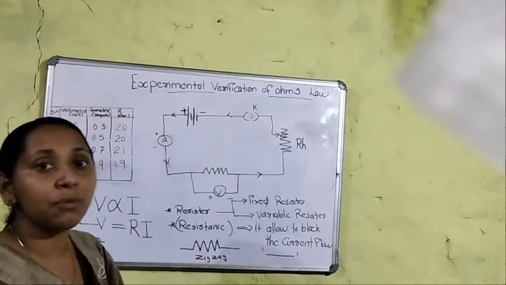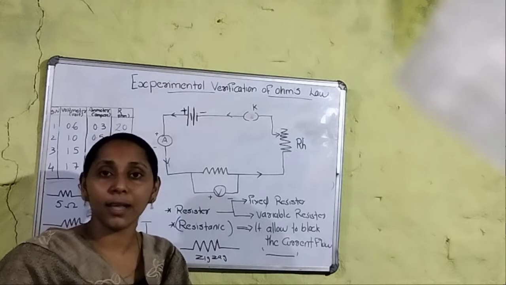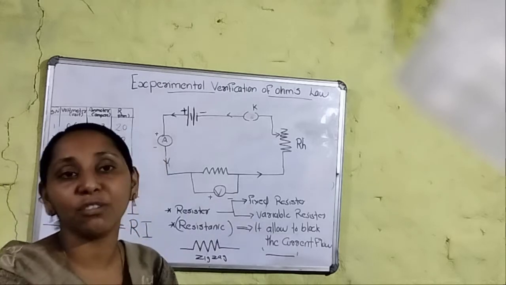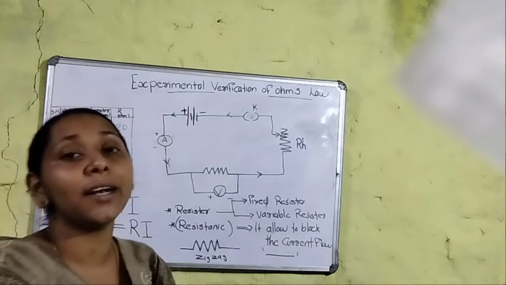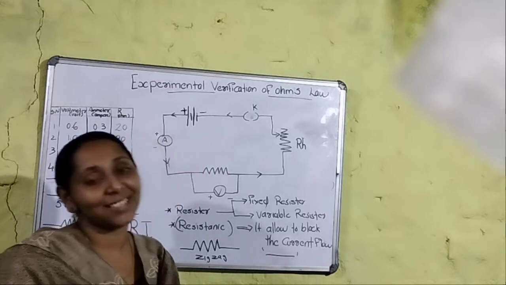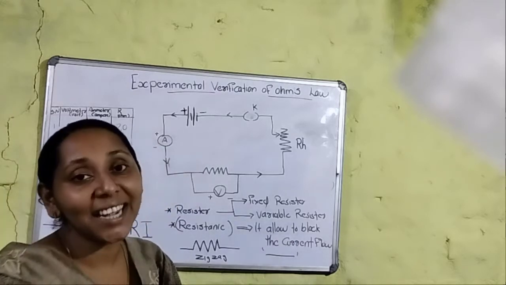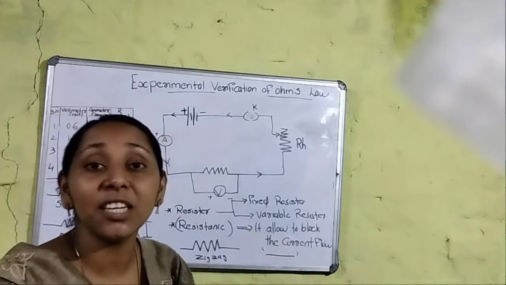What is the direction of current? The first video we already studied. What is the direction of current? Yes. Please tell the answer. What is the direction of current? Yes, you are right. Direction of current is opposite to the direction of electron. So what is the direction of electron? Yes, direction of electron means negative to positive. That means the current flow direction is positive to negative.